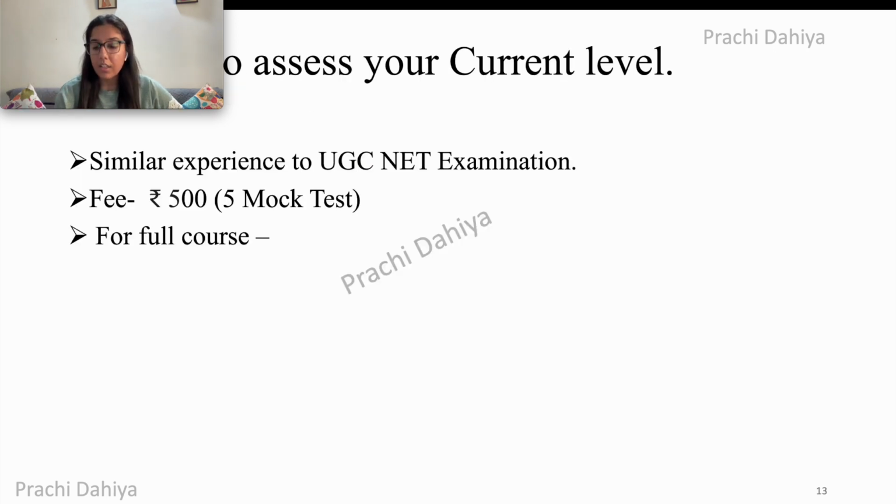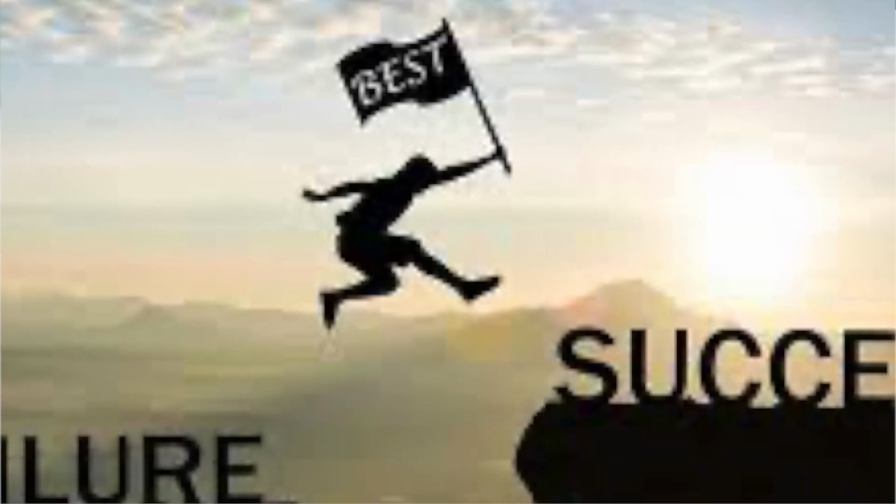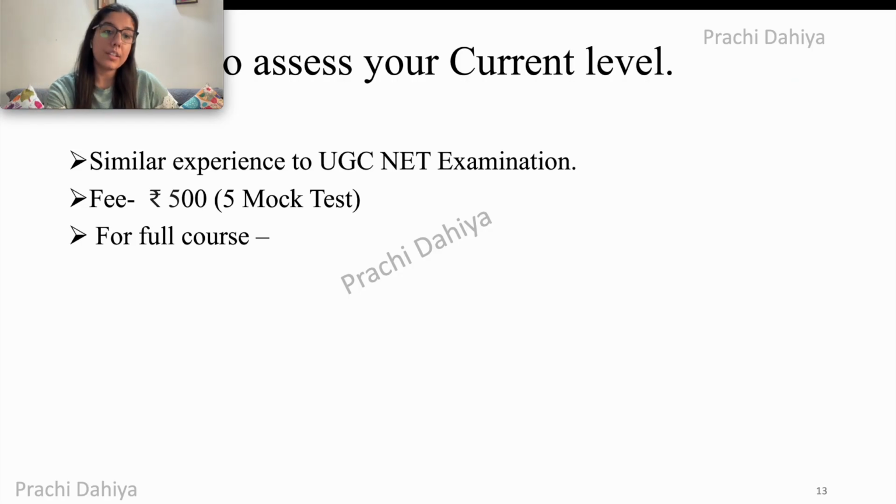Then coming to assessing your current level. I would recommend that I myself have made 5 mock tests for 500 rupees. These mock tests which I have prepared are similar to the same environment which you will get in your paper. If you solve these questions, it will definitely help boost your confidence when you are preparing for your UGC NET, and they follow similar lines to how the questions will appear in your exam.